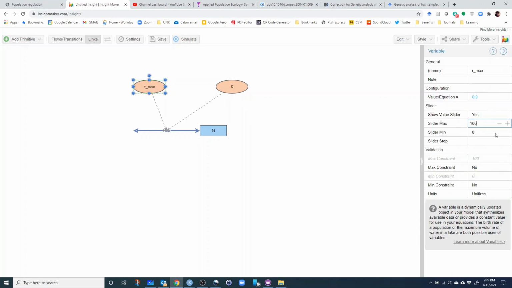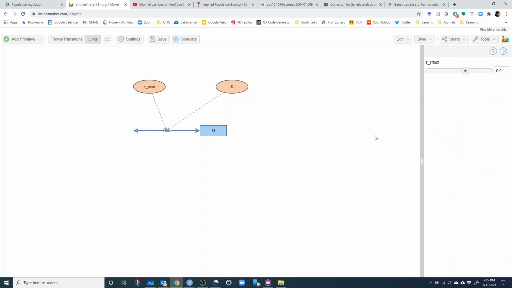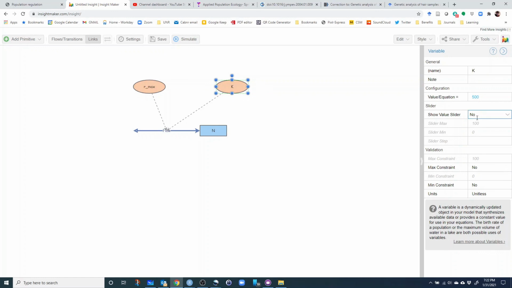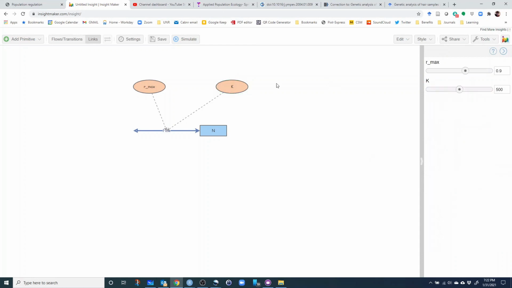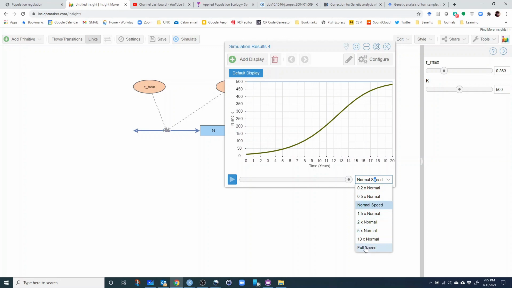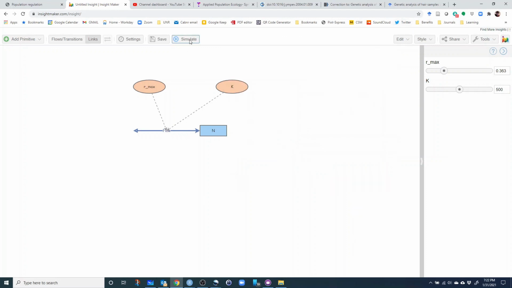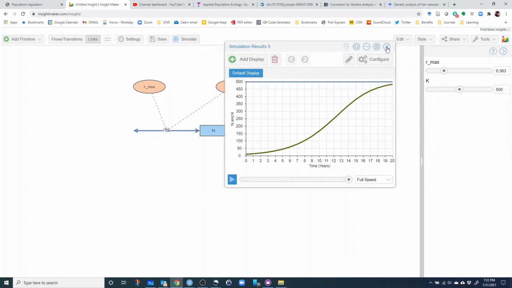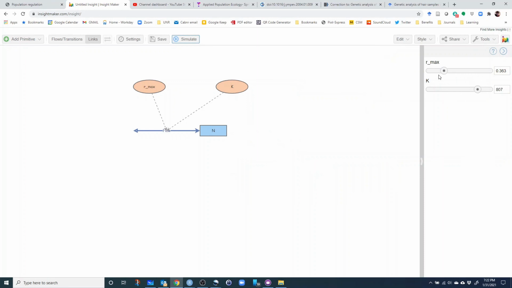And let's put a different maximum. I'll put maybe a maximum of 1.5. And the K, I could put a value slider on that. And we could go from 0 to 1,000 with a slider step of 1. And now we can just sort of play around with the model in different ways. Here we go. And I could make this model run faster if I wanted to. And there we go. And just start playing around.